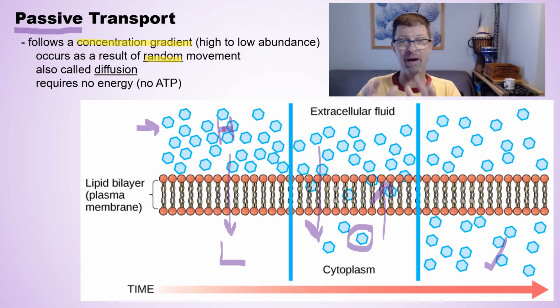When we talk about things moving randomly in a fluid, we call it diffusion, okay? And because we're referring to this as passive, remember that it cannot require any ATP, it requires no energy. So whatever these blue hexagons are, they are free to move back and forth. They probably aren't dissolved in water or attached to water because it wouldn't be letting water through that part of the membrane.